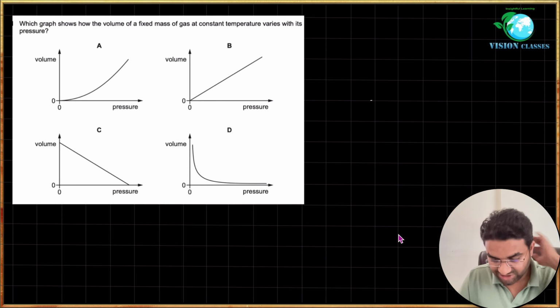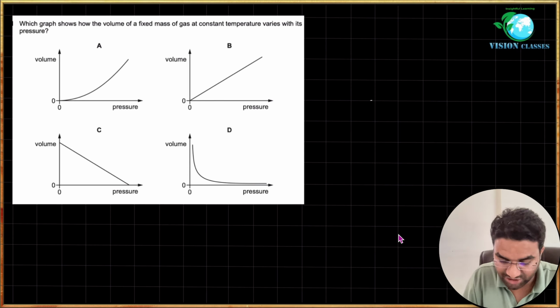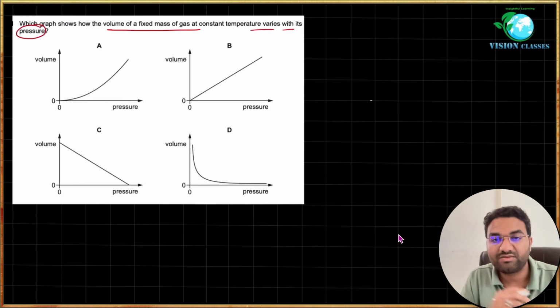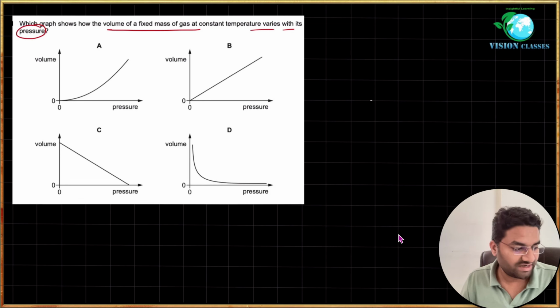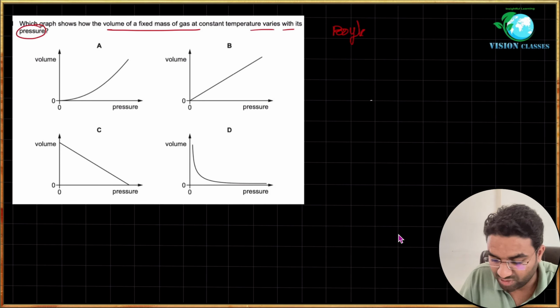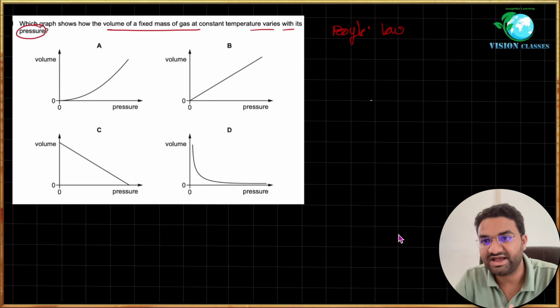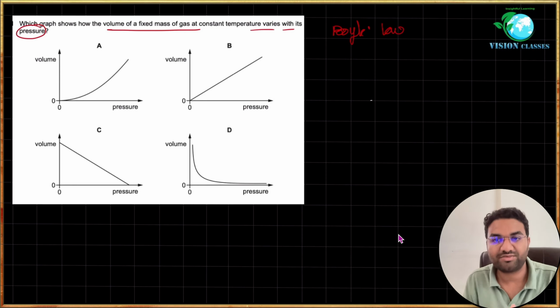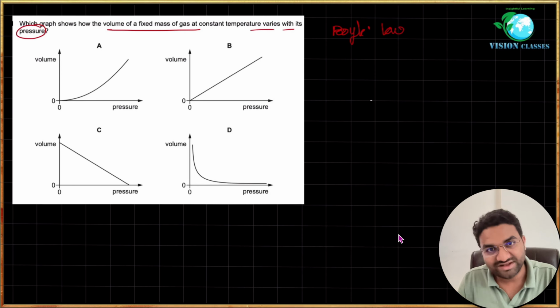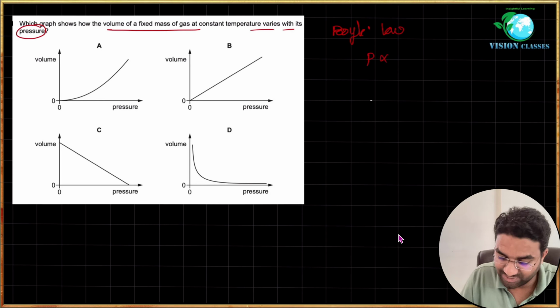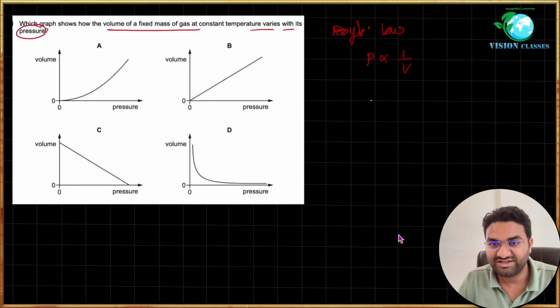All right. So the first question here is: which graph shows how the volume of a fixed mass of gas at a constant temperature varies with pressure? This is a question relating to Boyle's law, which states that for a fixed mass of gas at a constant temperature, pressure and volume are inversely proportional. So P is proportional to 1 upon V. This means that as pressure increases, volume decreases, or vice versa. So we'll analyze the four graphs and come to the conclusion for the answer.